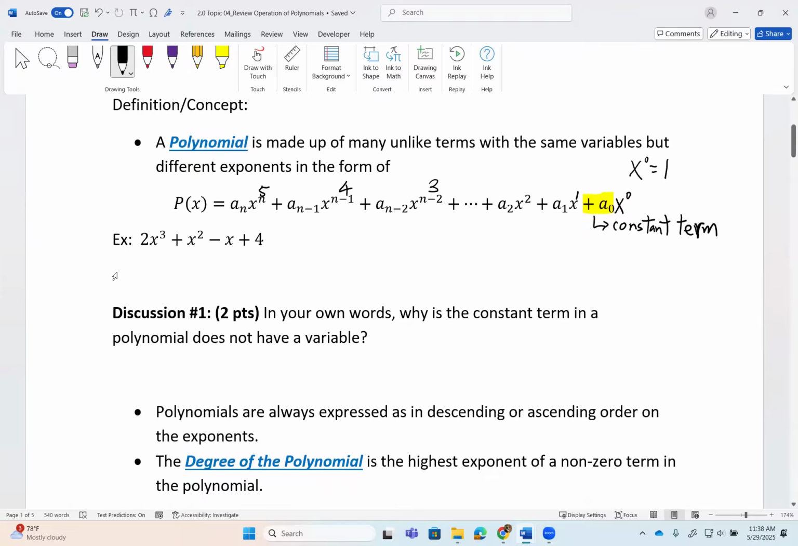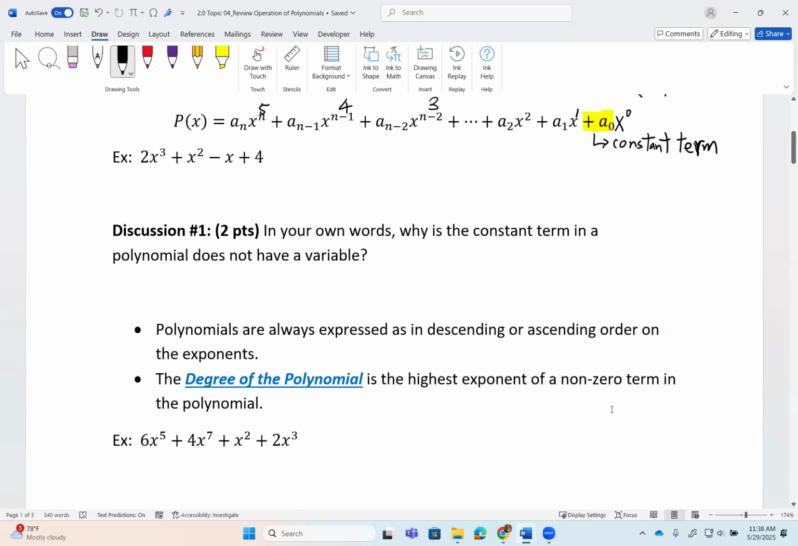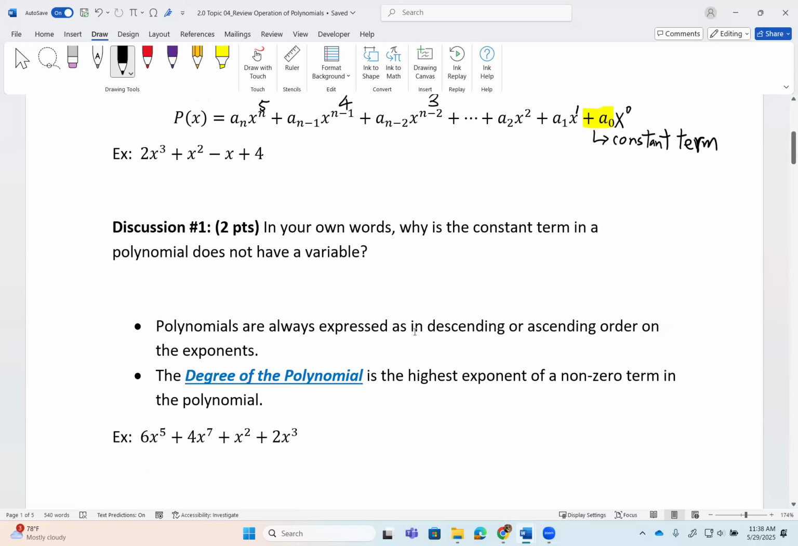So in your own words, on the first discussion question, why does a constant term in a polynomial not have a variable? Well, it does, right? A constant term does not show a variable because it is x raised to the 0 power, okay, which is equal to 1. That's why we normally don't see that x to the 0 power. All right, so here, a polynomial is always expressed in descending or ascending order on the exponent.